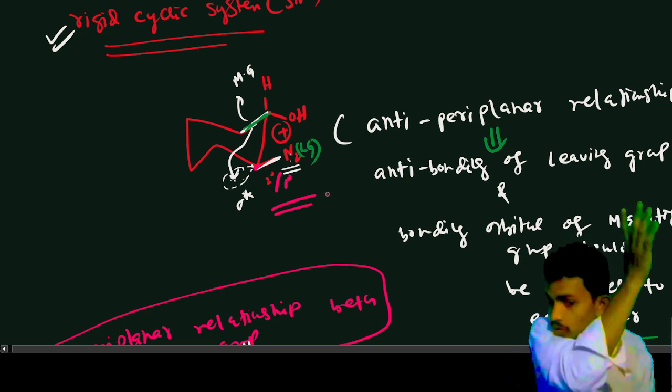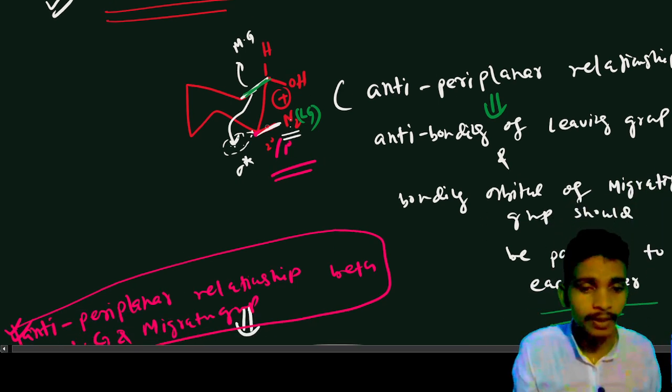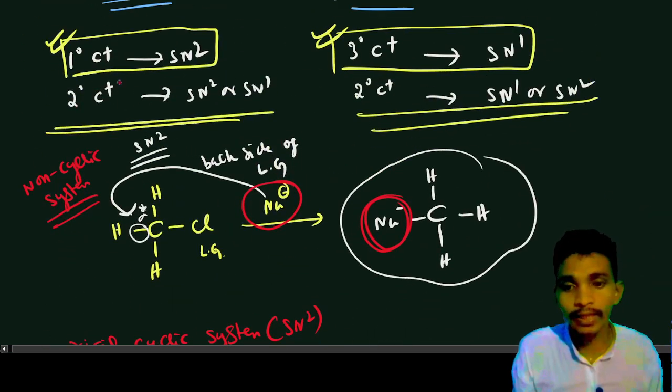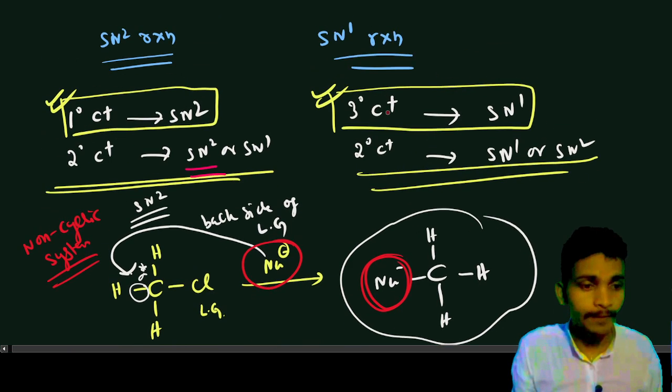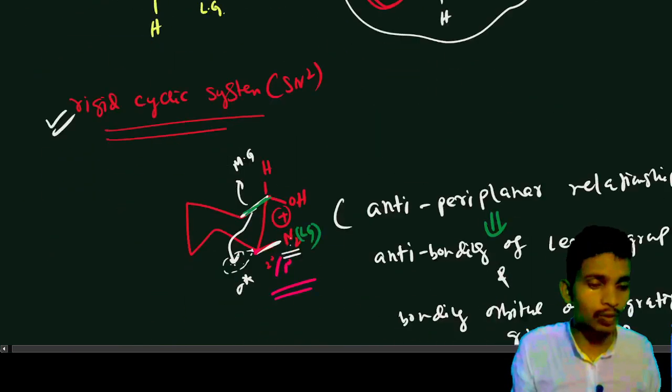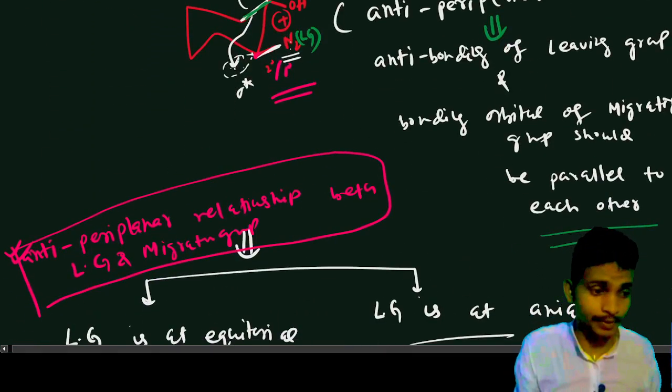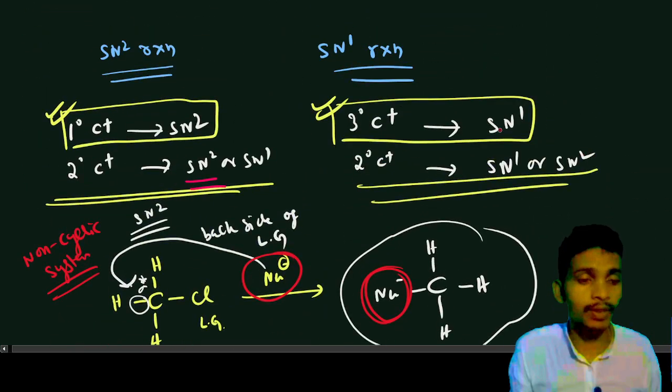So we will apply this anti-periplanar relationship only if it is a 2 degree or 1 degree carbocation, because only for 2 degree and 1 degree carbocations is the SN2 reaction possible. And if it is a 3 degree carbocation, then we will not look at this anti-periplanar relationship. In that case, SN1 reactions will happen.